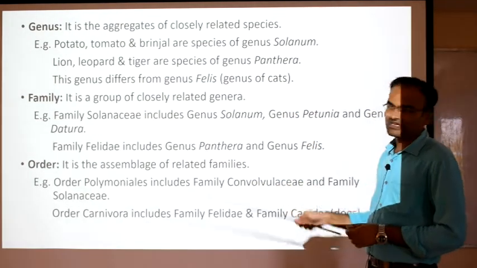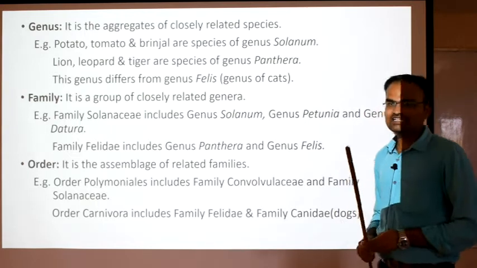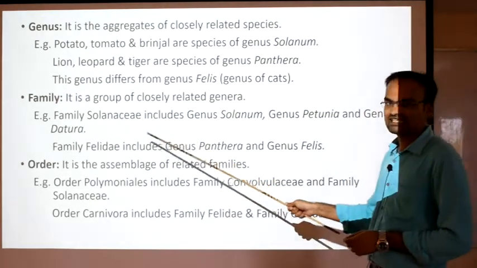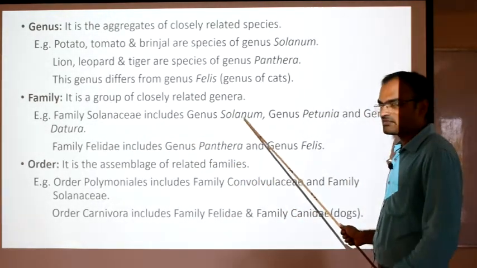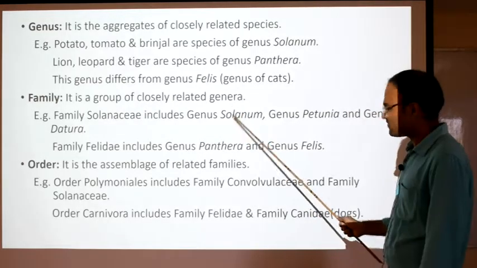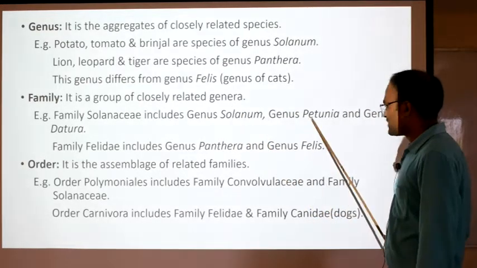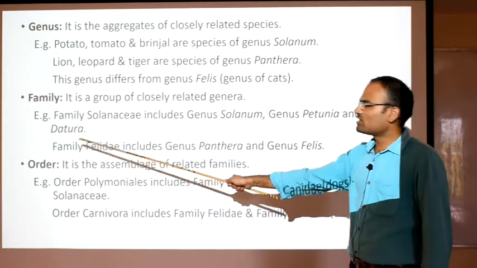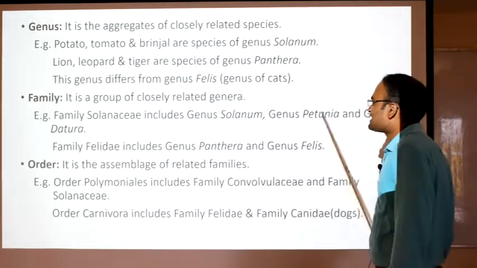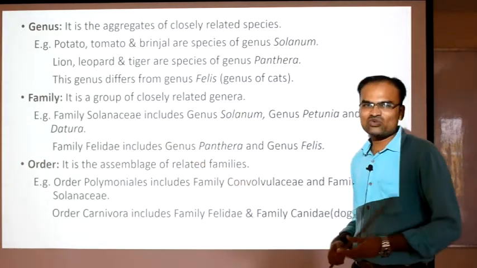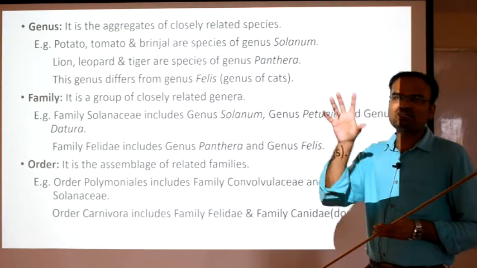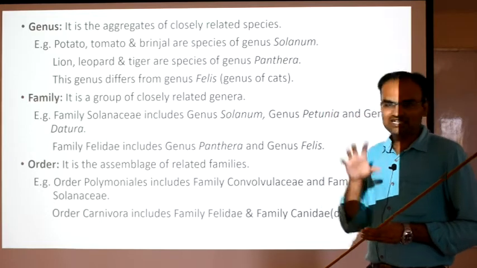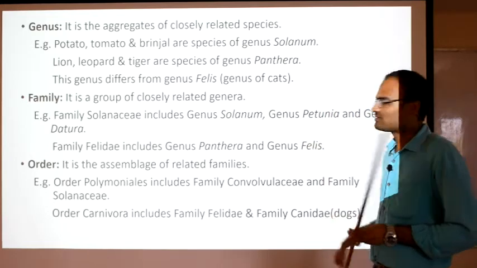Next one is the family. It is a group of closely related genera. For example, family Solanaceae includes genus Solanum, that is the vegetable genus, genus Petunia, a flowering plant, as well as the genus Datura, a weed plant. So all these three genera are included in the Solanaceae. Why? Because they all possess a similar structure in their corolla. The corolla structure of the flower is similar.